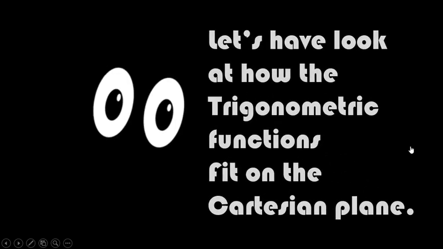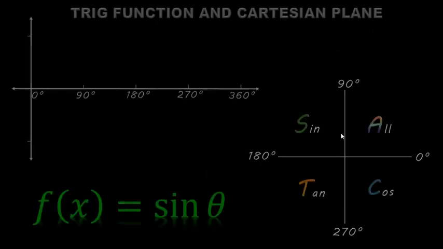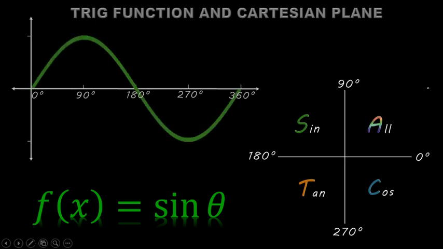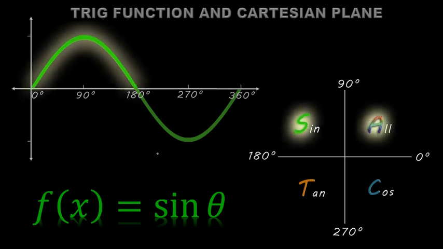So let's have a look at how the trig functions fit on the Cartesian plane. We start off with sine theta. Now if I draw this graph on the x and y axis, it looks as follows. So I can see that my sine graph is positive from 0 to 180. So that is represented by the first and the second quadrant. So that's why sine is positive in the first and second quadrant.